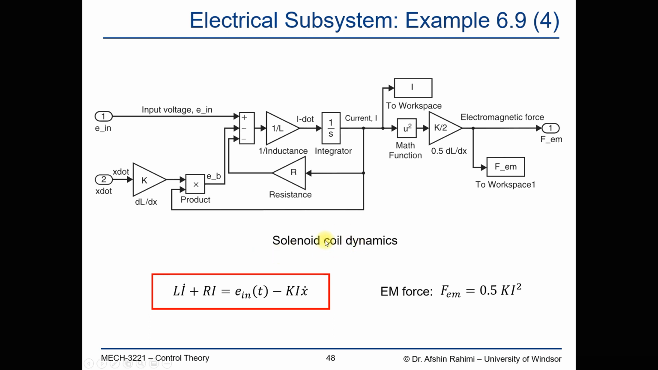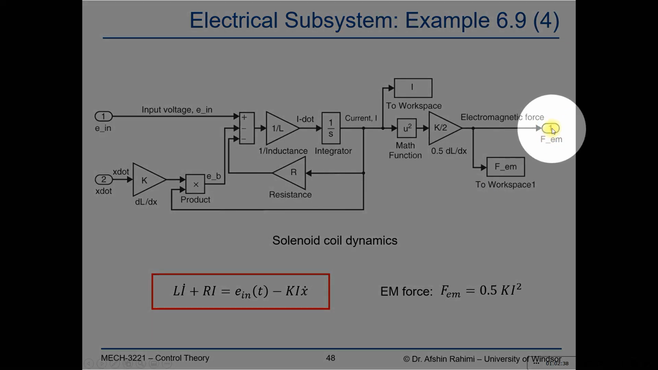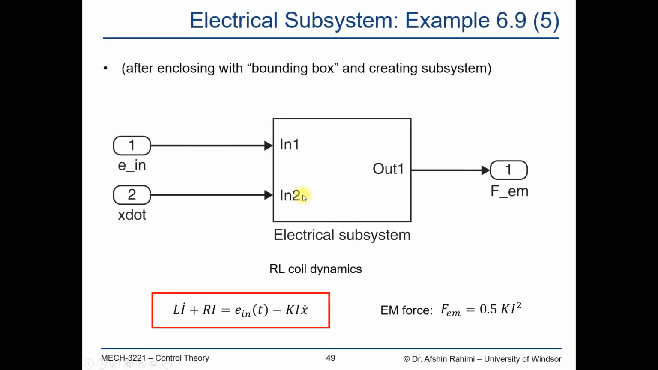So for the solenoid system, or the electrical part, when we create this model, the input to this system will be E in and x dot. The x dot should come from the mechanical part, and its output will be F em. The F em will go to the mechanical subsystem. So for the electrical subsystem, the two inputs are E in and x dot, and the output is F em.